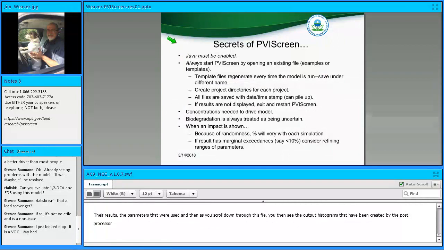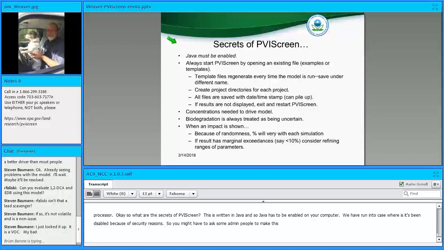Okay, so what are the secrets of PVIScreen? These have never been revealed before. Well, this is written in Java, and so Java has to be enabled on your computer. We've run into cases where it's been disabled because of security reasons. So you might have to ask some admin people to make this available to run.